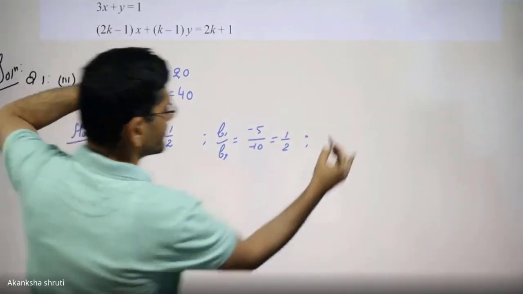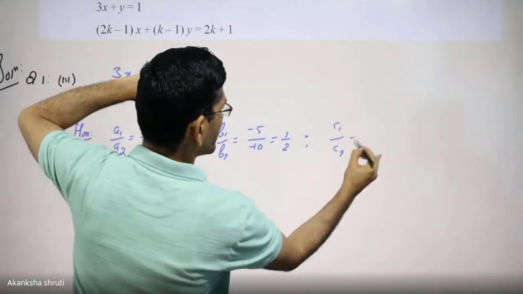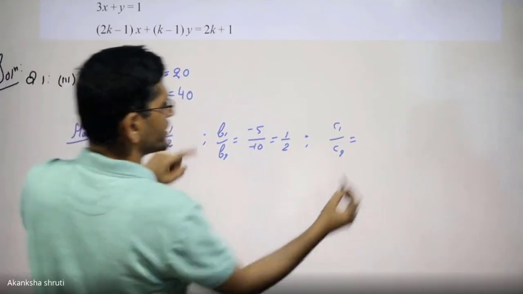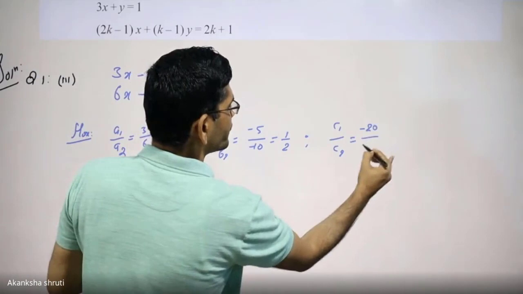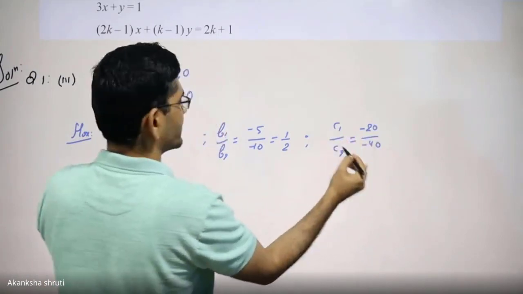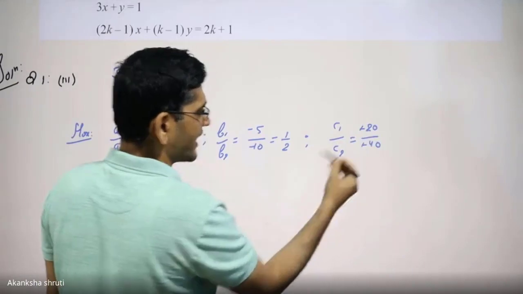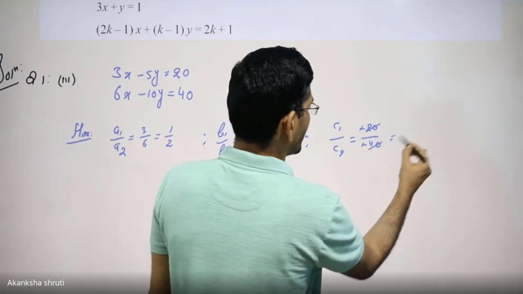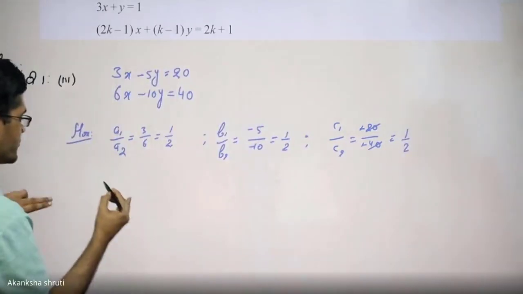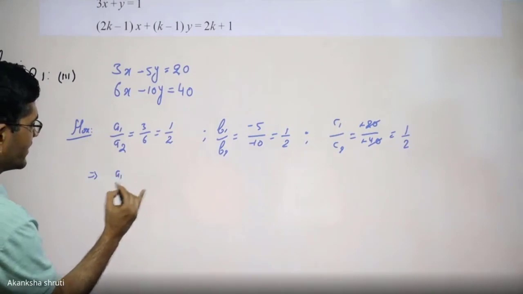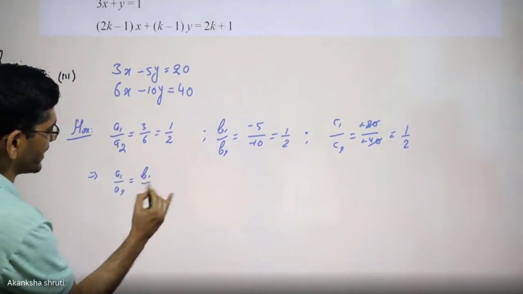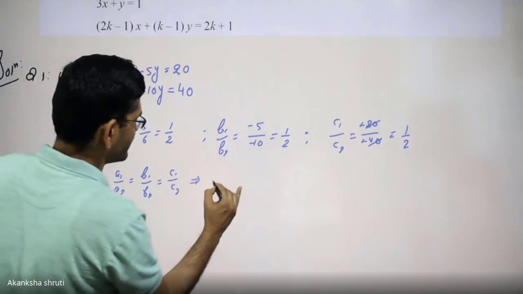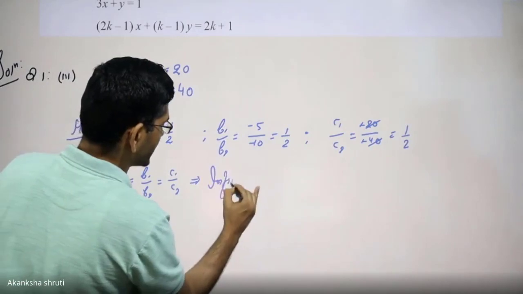The c1 by c2, while bringing this on the left hand side, it becomes minus 20 and this is minus 40. So minus 20 by minus 40, but since both are on the right hand side, this minus can also be left, or even writing then cancelling mean the same thing. Also this is 1 by 2. So what does it mean? Here a1 by a2 is equal to b1 by b2 is equal to c1 by c2. This implies it has infinitely many solutions.